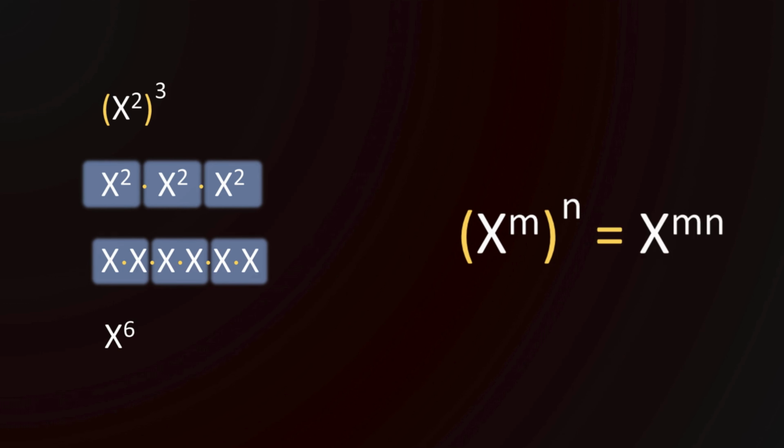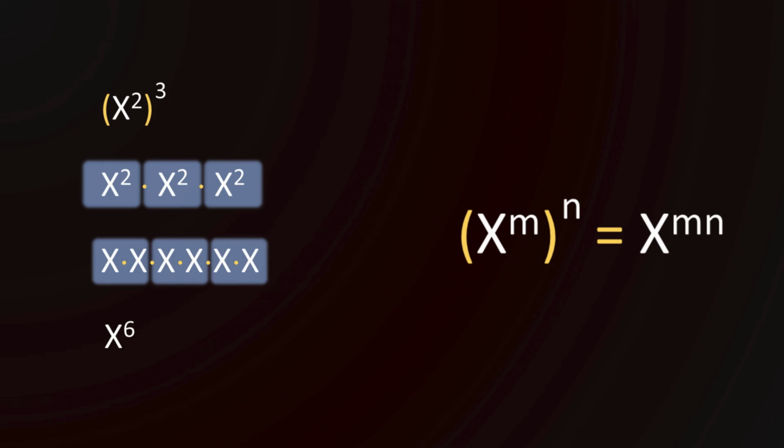Let's break it down. The x squared term is raised to the power 3. Therefore, we can write it as x squared multiplied 3 times. Each x squared can also be simplified as x times x. As you can see, we have 6 x's multiplied together. Therefore, it is x to the power 6. See, the law works perfectly fine. If you have a number raised to a power, and that's all raised to another power, you can just multiply the two exponents together to simplify it.